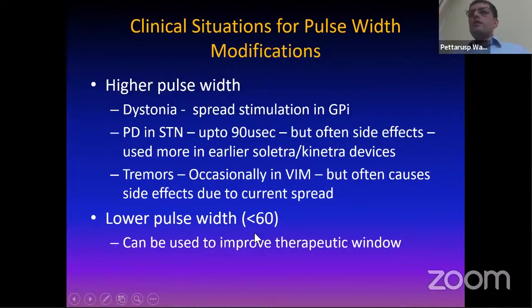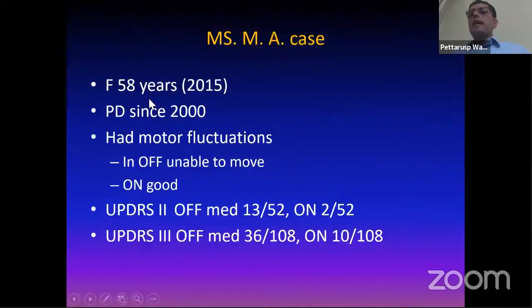When you again want to increase the therapeutic window, again, akinesia may increase on lower pulse width. So not every time you get away with a lower pulse width, but in certain stimulation situations where a certain side effect is affecting you, a lower pulse width may help.